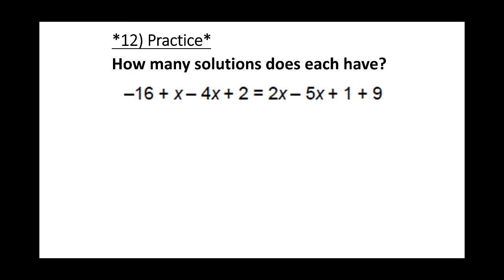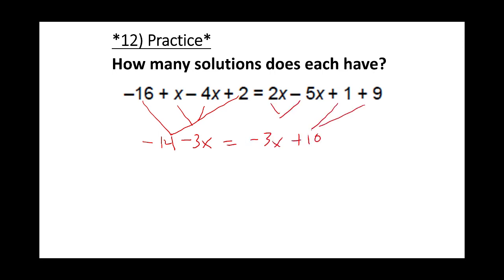Last one. Go ahead and try this one. Press pause now, and then come back and check. All right, for this one, it will be -3x. This will make -14 equals -3x plus 10. All right, so now I'm going to solve. Plus 3x, plus 3x, cancel, cancel. -14 equals 10. This is a false statement, so it is 0 solutions.